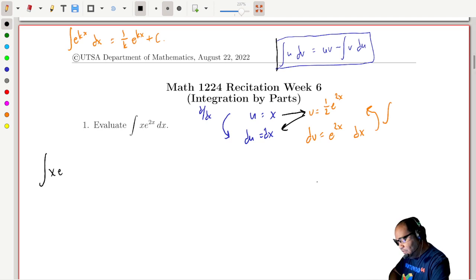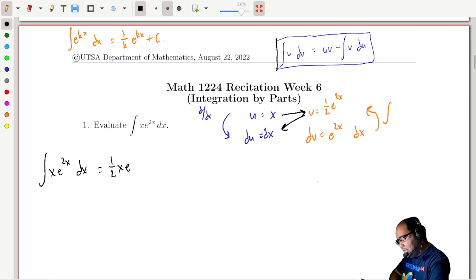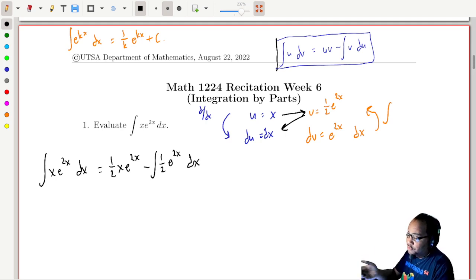So the integral of x e to the 2x dx is equal to u times v. So I have 1/2 x e to the 2x minus the integral of v du. So v is 1/2 e to the 2x, and du is dx. And now I have an integral that is much easier to work with, okay?